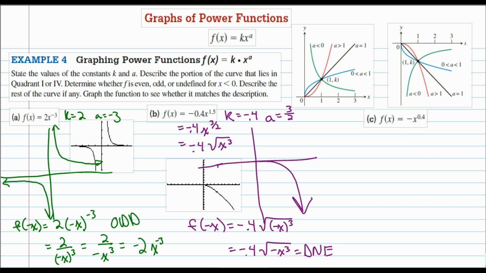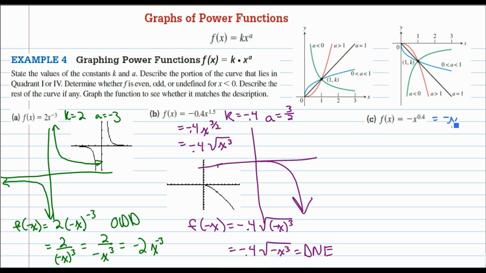Now part C, I'm going to rewrite this so that I have a better understanding of what's going on. This is negative x to the, let's see, 0.4 is 4/10, reduce that as 2/5. Which means this is negative the 5th root of x squared. Okay, so thinking about the right-hand side of this graph, the exponent is 2/5. That's between 0 and 1. So that's going to look like my square root basic function because that would have the exponent of 1/2, also between 0 and 1. So the right side is going to look like this.